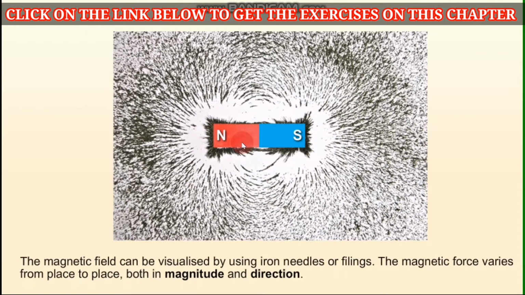What is a magnet? A magnet is a material which exerts a magnetic force in the region surrounding them, and the region where the magnetic force acts is referred to as a magnetic field. This magnetic field can be visualized by using iron needles or filings, and this magnetic force varies from one place to another, both in magnitude and direction.